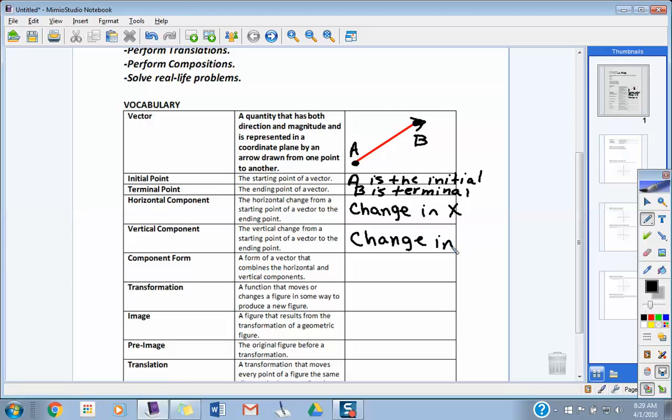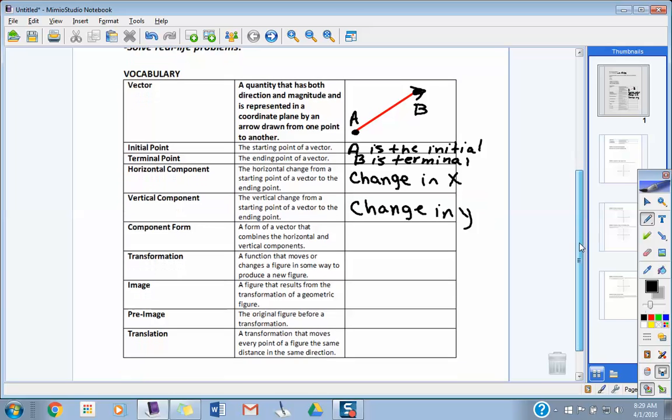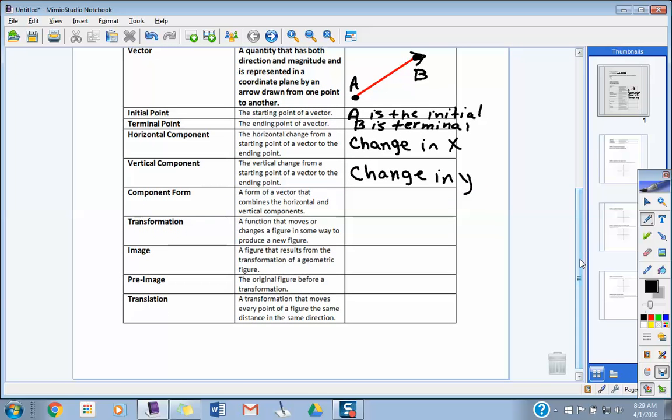Okay, very good so far. Slide this up a bit. All right. Everybody with me on the terms so far to this point?